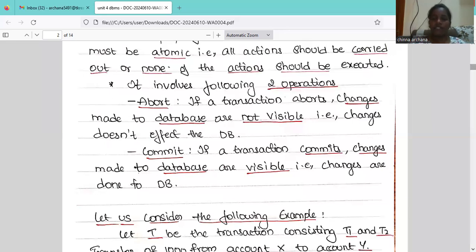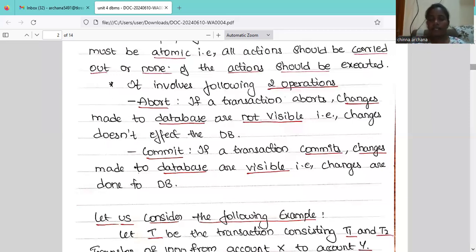So in simple terms, I'll read this out. If a transaction commits, the changes made to the database are visible. That means whatever changes are made by this transaction are visible in the database. That means the changes made due to this transaction are changed in the database also. So this commit is when the transaction is successful.